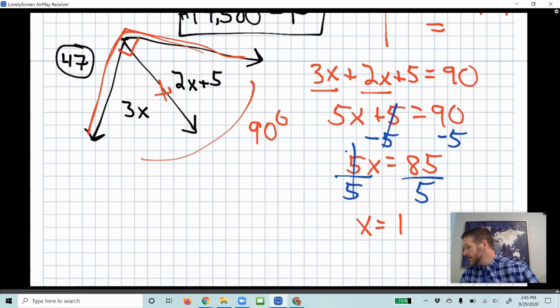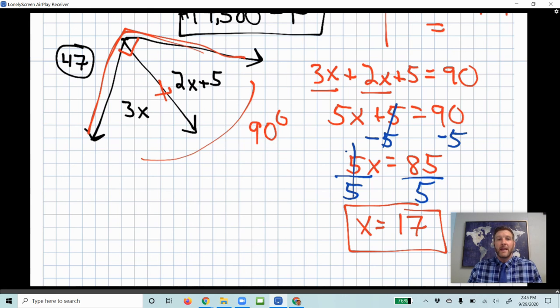Let's check our answer. Always check your answers, make corrections. No sense in doing it wrong. x equals 17. And it does not say find the two angles, so I'm not going to plug it back in. It just says find the variable. There it is, x equals 17. All righty.